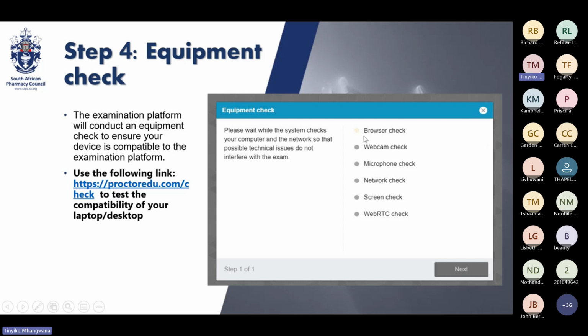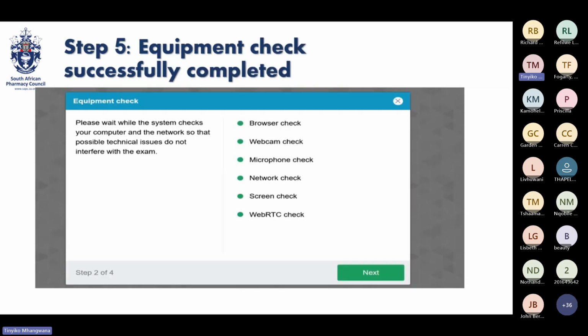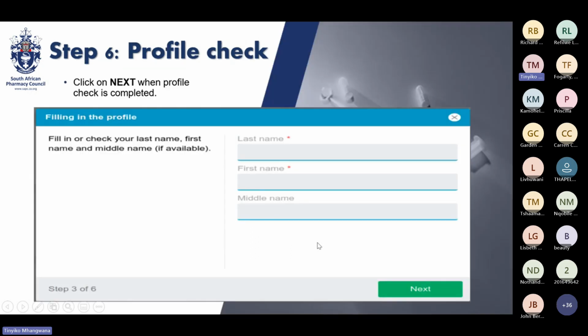You see the first one, browse, it checks the browsers, it checks the camera and all that. When all is well, it will all be green. So you wait a little bit for it to go through them all. And then if all this is green, you press next. You go to the next step.